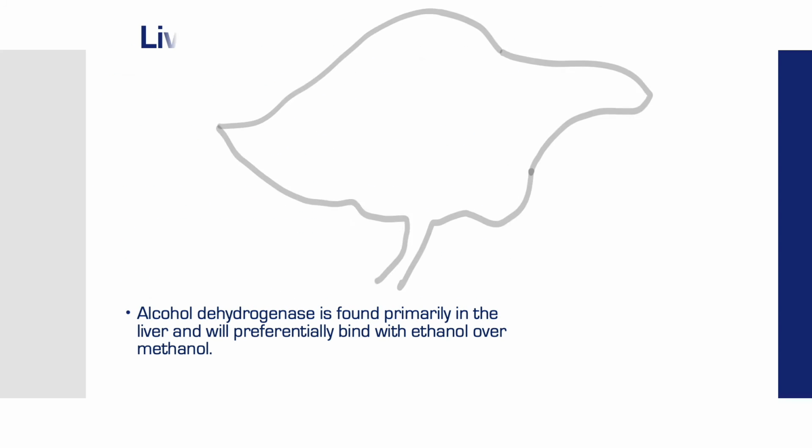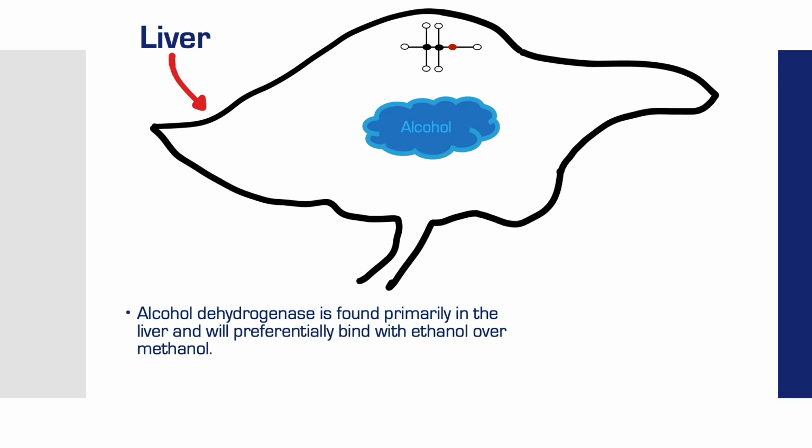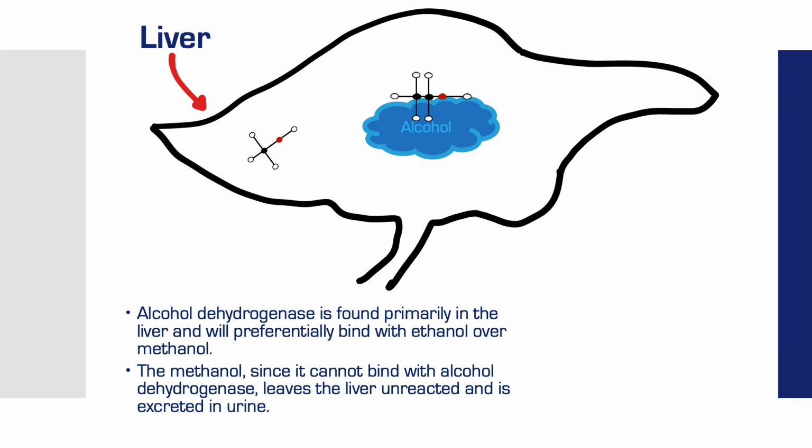Alcohol dehydrogenase is found primarily in the liver and will preferentially bind to ethanol over methanol. The methanol, since it cannot bind with alcohol dehydrogenase, leaves the liver unreacted and is excreted in urine.